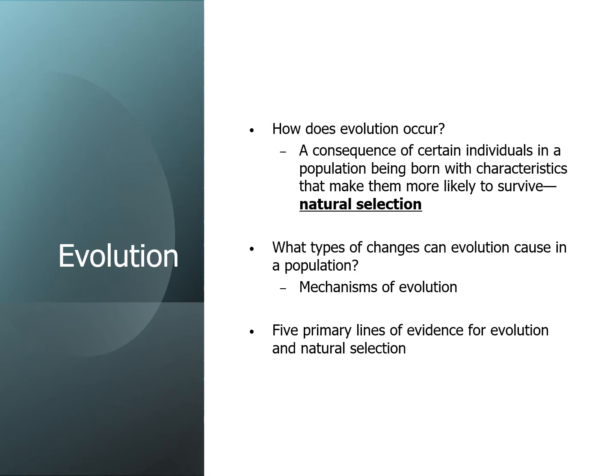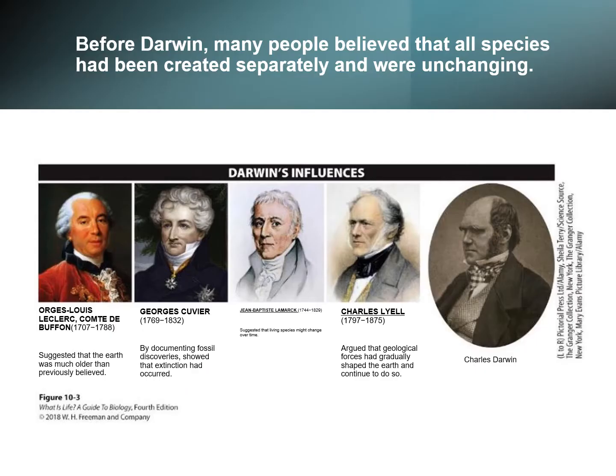So what types of changes can evolution cause in a population? And we're going to talk about the mechanisms of evolution here in just a little bit. And there are 5 primary lines of evidence for evolution and natural selection. And those 5 primary lines actually come from 5 guys. So some of these gentlemen you've probably heard of. I know one probably definitely for sure, but we're not going to talk about him until just the end.